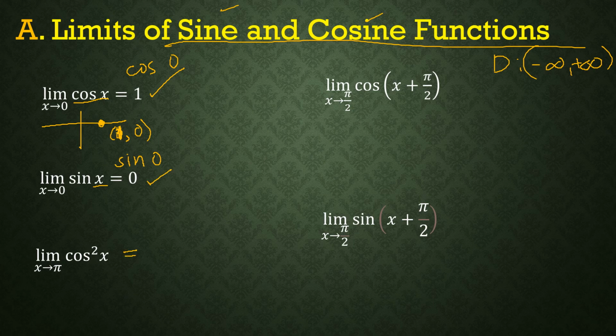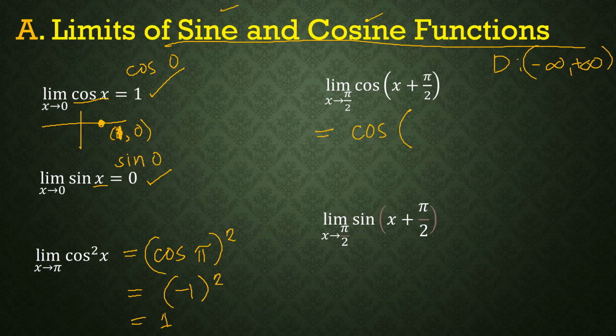Okay, so here, what about limit of the square of cosine x as x approaches pi? So that will be cosine pi, then we need to square cosine pi. And since cosine pi is -1, so square -1, the answer is 1. On the fourth example, we're going to have the addition. Let x be pi over 2, so we have cosine of pi over 2 plus pi over 2. Cosine of pi over 2 plus pi over 2 is cosine pi. As if 1/2 plus 1/2 is 1, so that is 1 pi or pi. And cosine pi is -1.